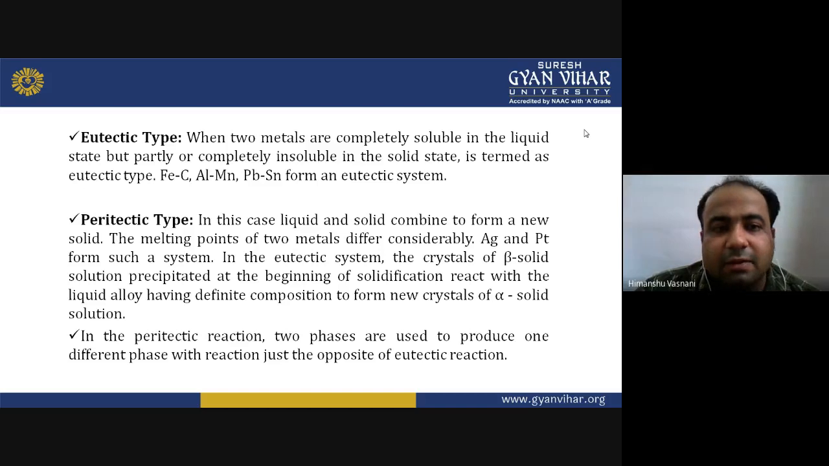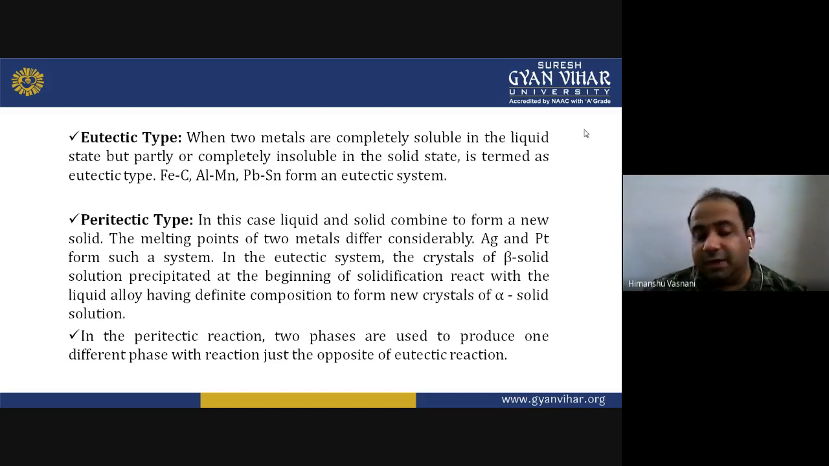Then the peritectic type. In this case, liquid and solid combine to form a new solid. The melting points of the two metals differ considerably.